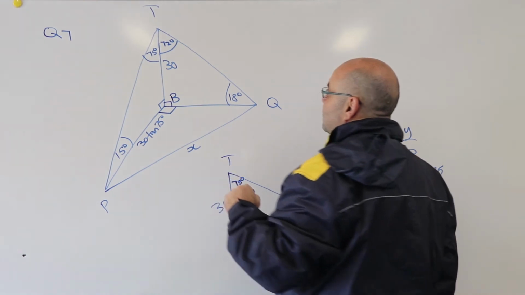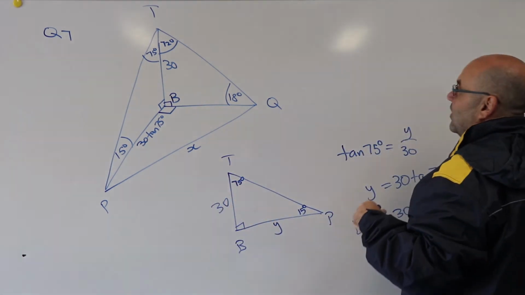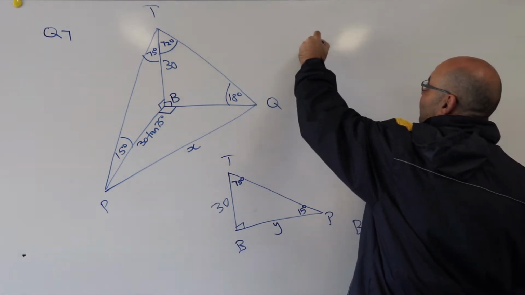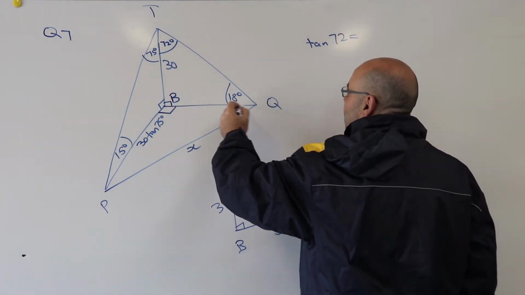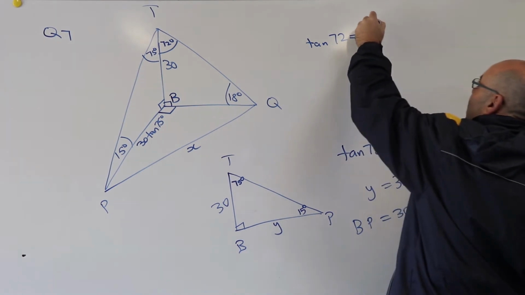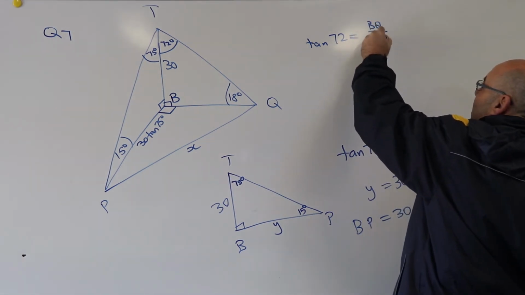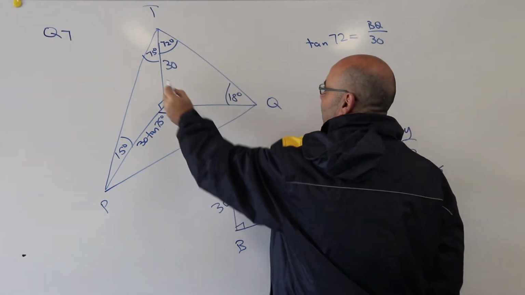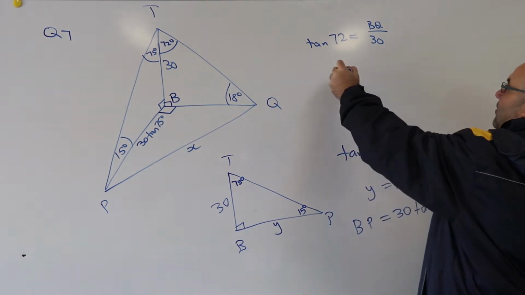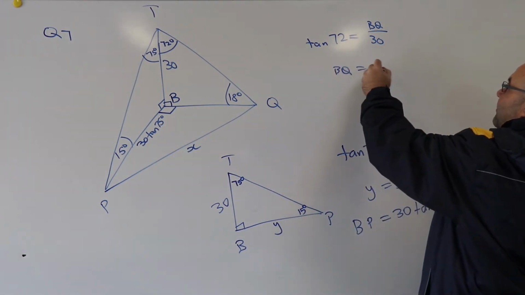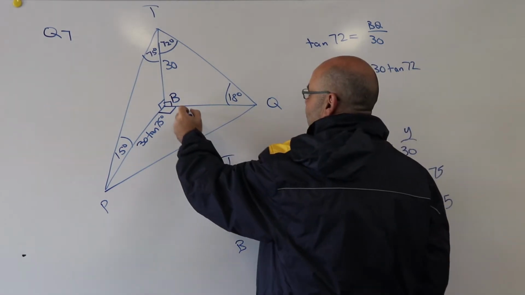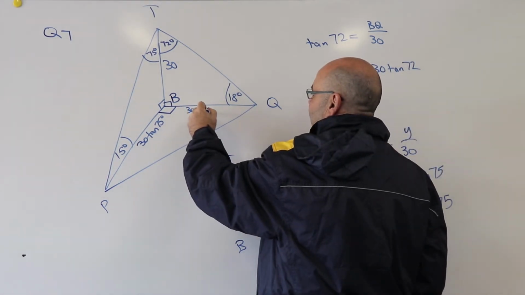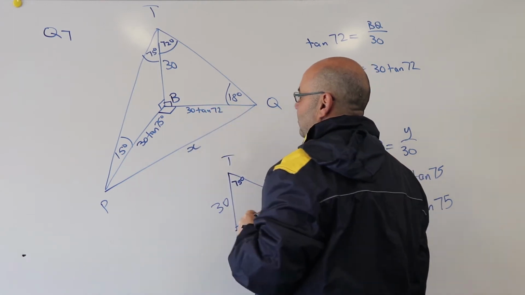72 degrees there. So we know that tan of 72 equals BQ over 30, because tan is opposite over adjacent. So BQ is 30 tan 72. So let me write that in: 30 tan 72 degrees.